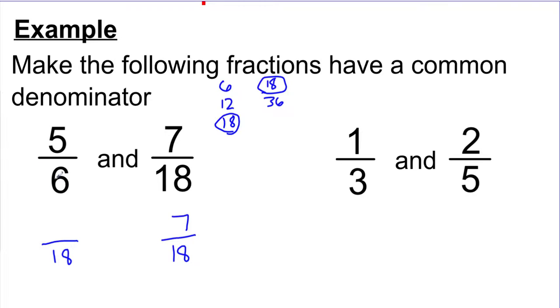But I just turned 6 into an 18, and I did this by doing times 3. I multiplied 6 by 3 to get an 18. And so that means if I want the equivalent fraction, I need to multiply this 5 also by 3. 5 times 3 gives me 15. So it looks like 15/18ths and 7/18ths now have the same denominator, but I didn't change the value of 5/6. 15/18ths means the same thing. I just used equivalent fractions to make that change.